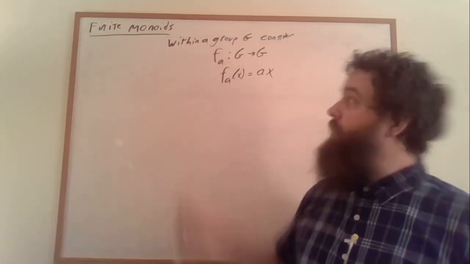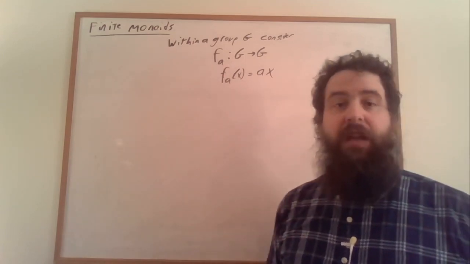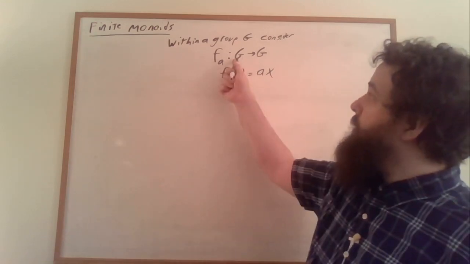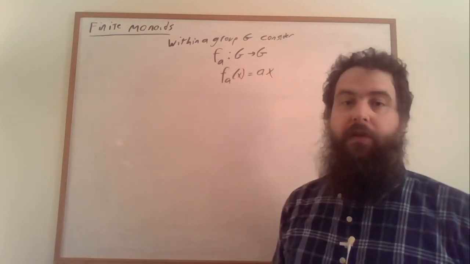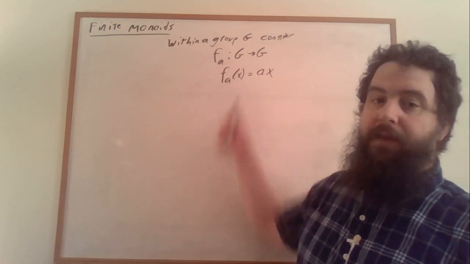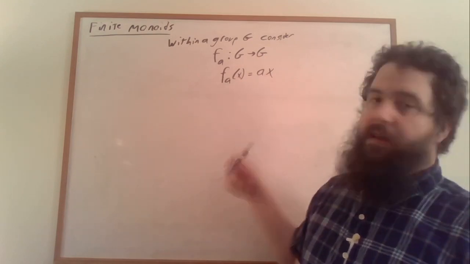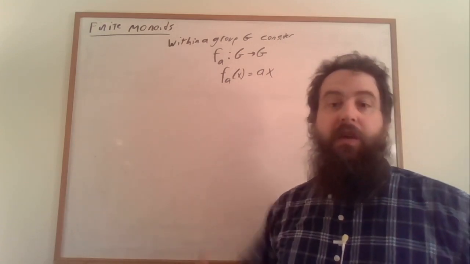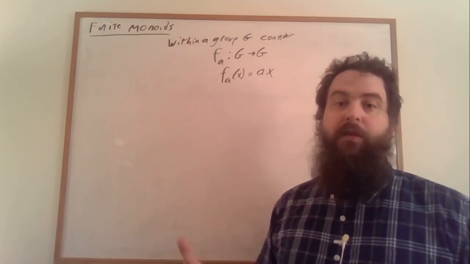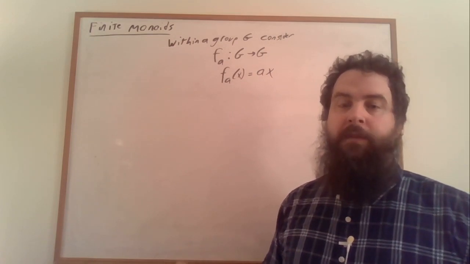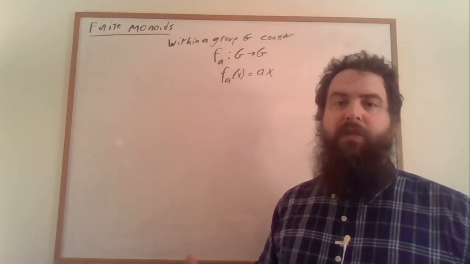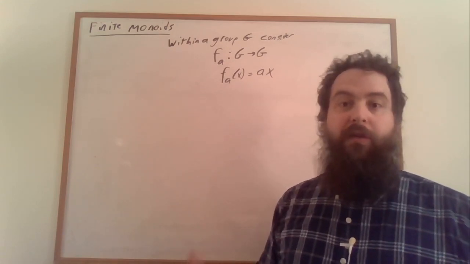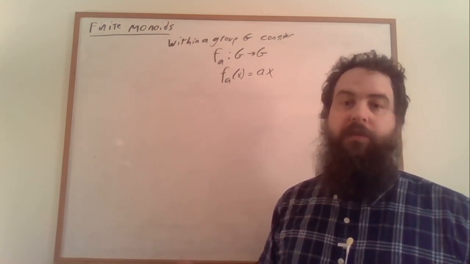So given a particular element A of a group G, we have a function f sub A, which takes in elements of our group and outputs elements of our group, that simply takes in an element and multiplies it on the left by A. In a generic group, the order that you multiply things in matters, just like it does in a monoid. There are some groups and some monoids where the order that you multiply things in doesn't matter, and we call those commutative or abelian groups and monoids.